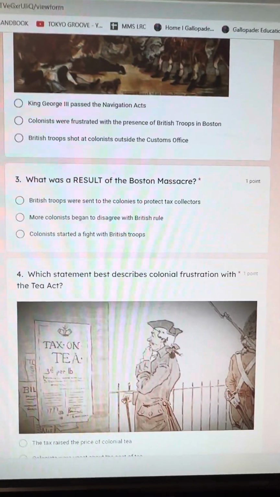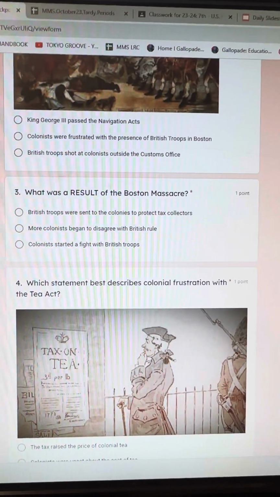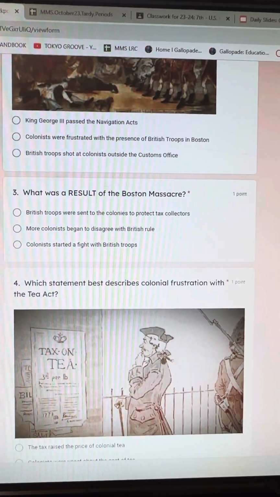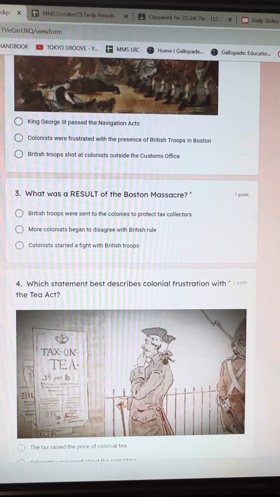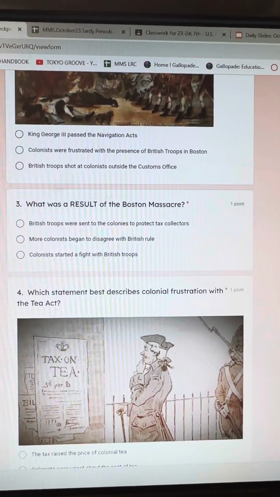Question 3, what was a result of the Boston Massacre? British troops were sent to the colonies to protect tax collectors. More colonists began to disagree with British rule. Colonists started a fight with British troops.